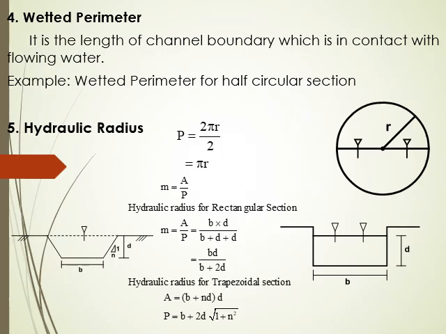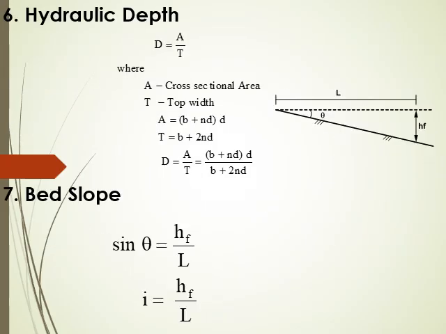Next, we'll move on to hydraulic radius. The ratio between area and wetted perimeter gives the hydraulic radius, indicated by the symbol R. Hydraulic radius for a rectangular section is d by 2, for a trapezoidal section it is d by 2, and for a triangular section it is d by 2 root 2. Hydraulic depth is the ratio between area and the top width of the channel.